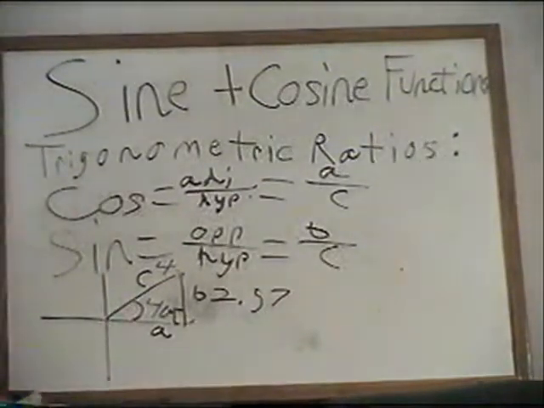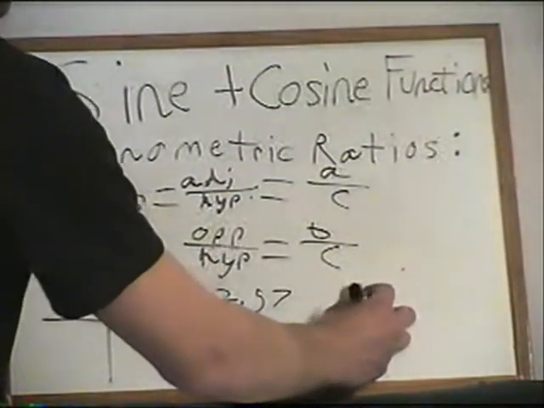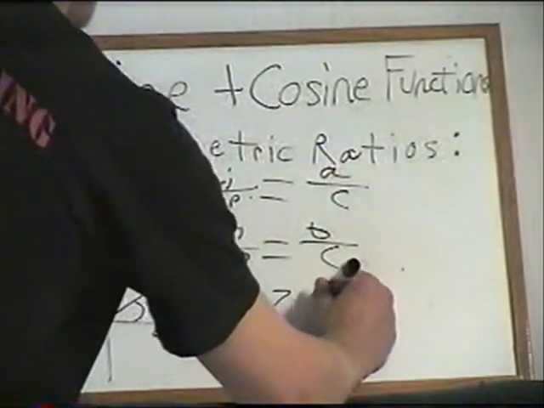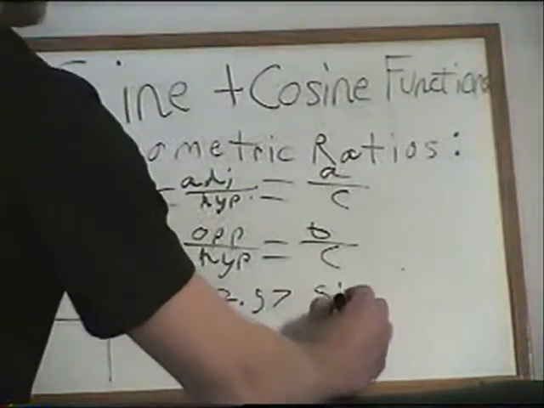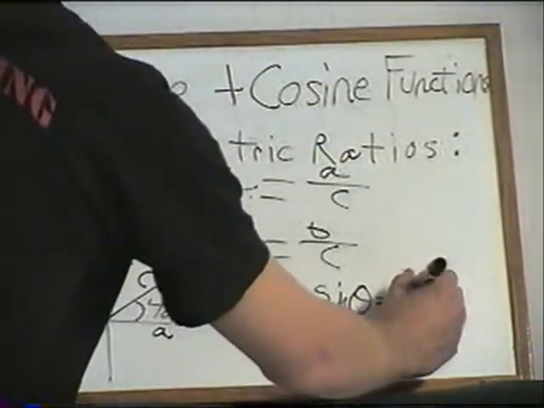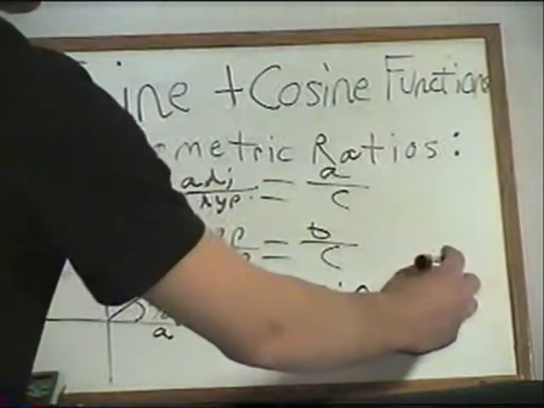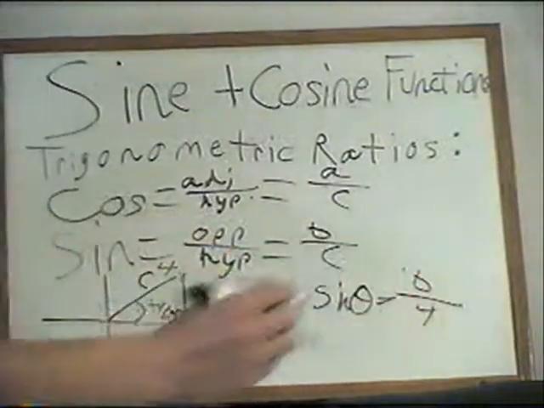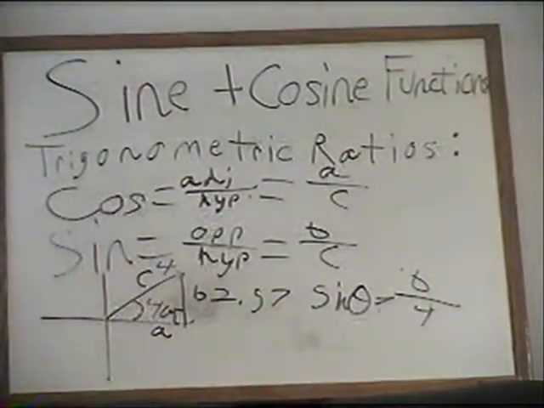This works because, just think about it, we're saying we know the hypotenuse is 4, so sine of theta, the angle in question, equals b over 4. If we multiply both sides by 4, it'll give you b.